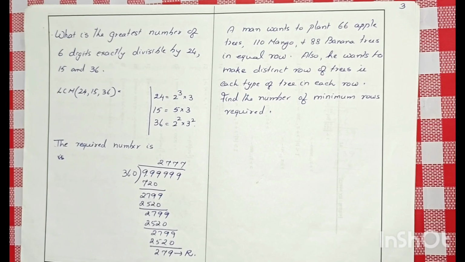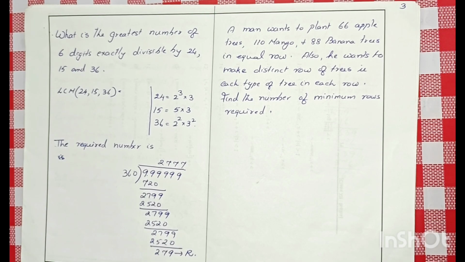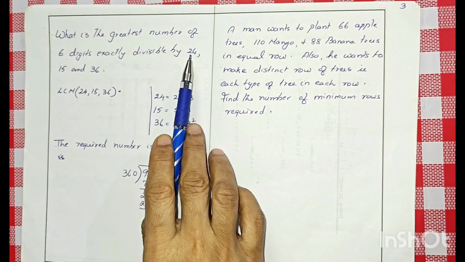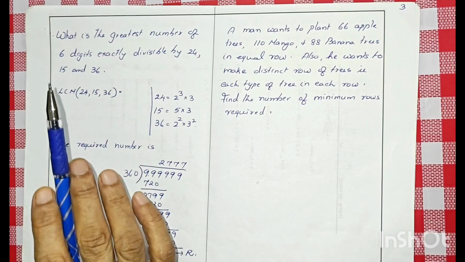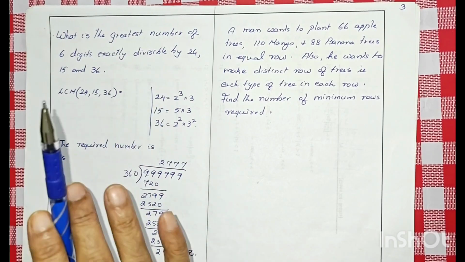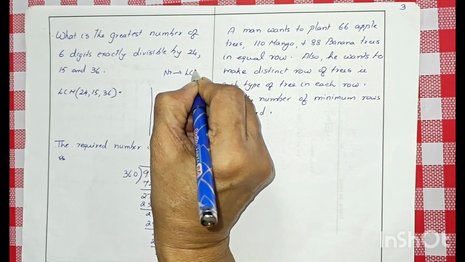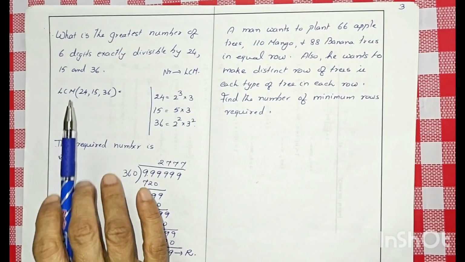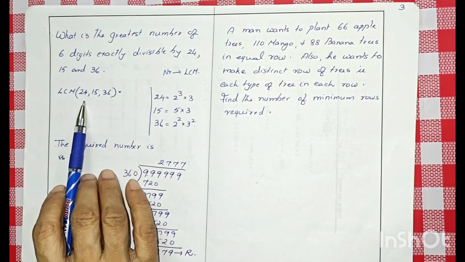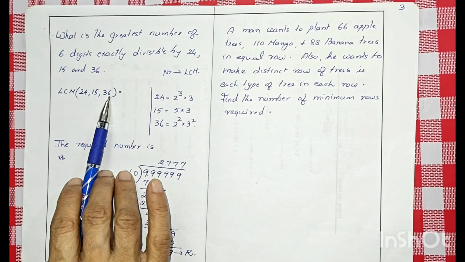The next question: what is the greatest number of 6 digits exactly divisible by 24, 15 and 36? So let us identify whether it is HCF or LCM. A greatest 6-digit number should be divisible by 24, 15 and 36. So a number has to be divided by these. That means it is the numerator, hence it is LCM. So we will find the LCM of 24, 15 and 36.